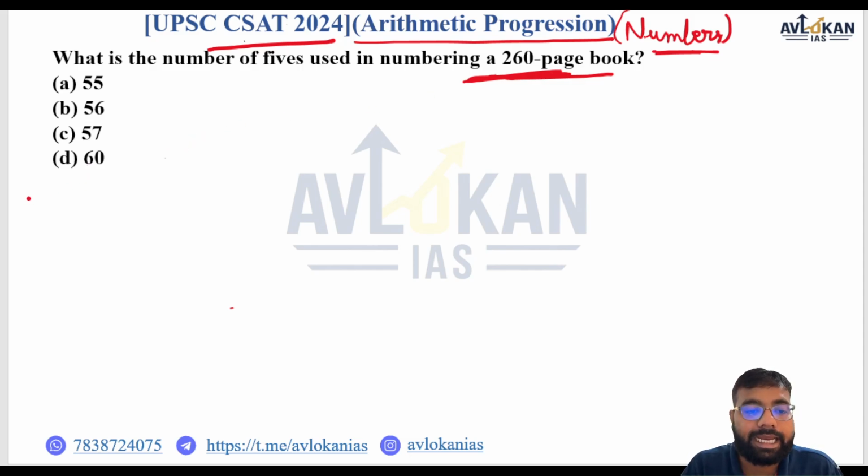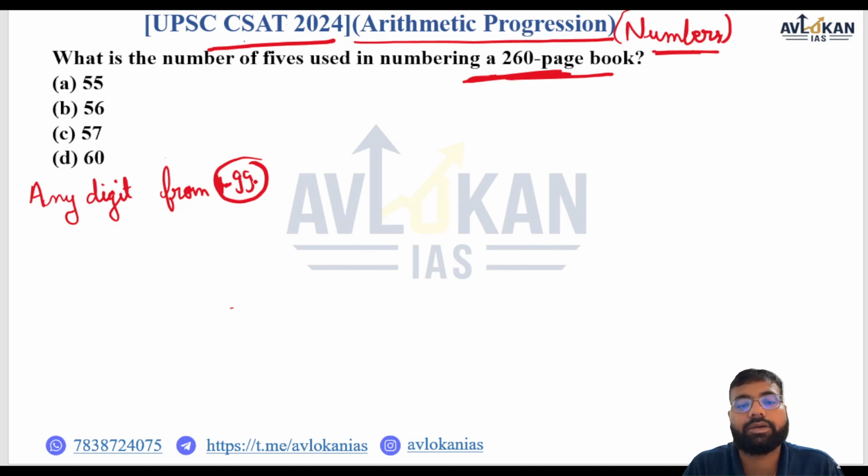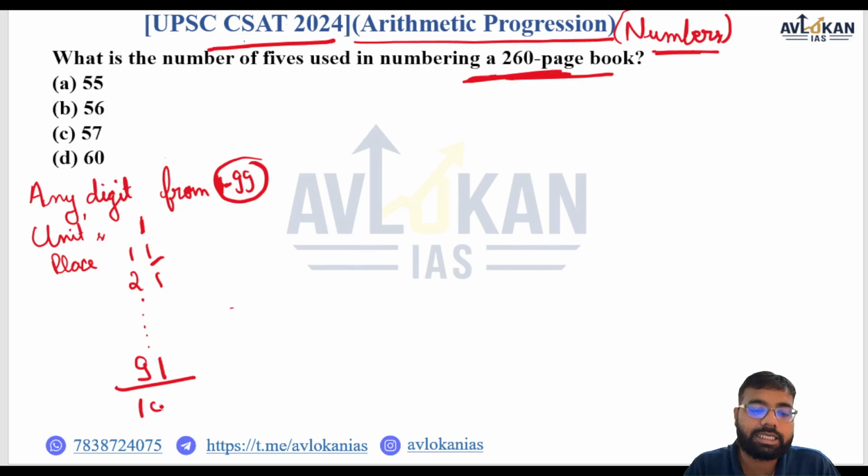So if I am saying any digit from 1 to 99, how many times is it occurring? We will look at it. Let's talk about 1. I'm talking about the units place first. So at the units place, it is occurring at 1, it is occurring at 11. फिर आएगा 21 और ये आते आते कहाँ तक जाएगा 91 तक. So how many times is it occurring? 10 times.